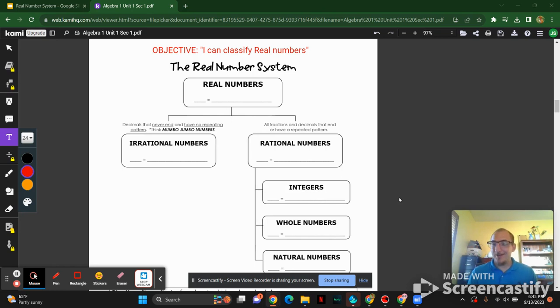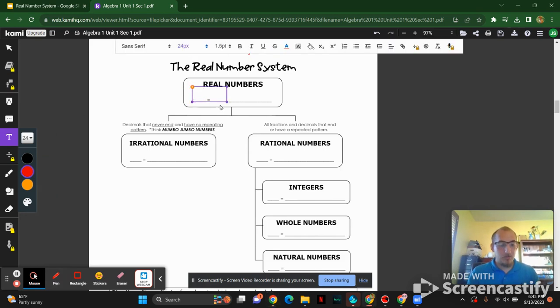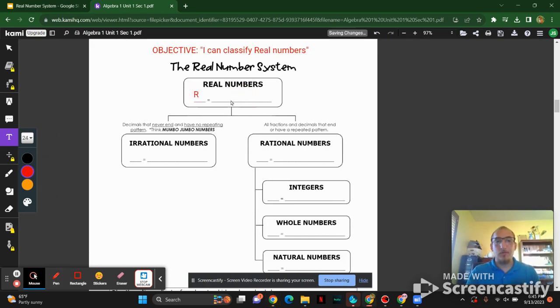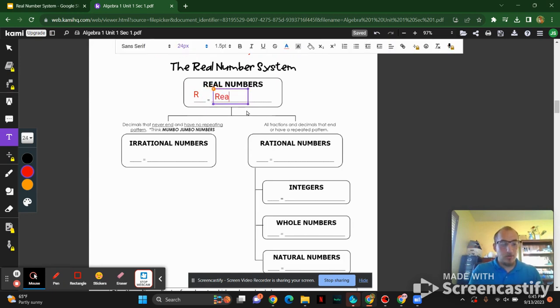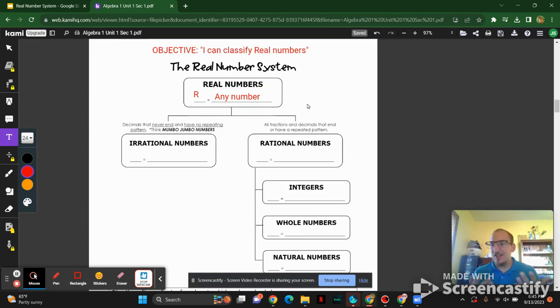So the first topic is the real number system. Think of any number. Think of any number in the world. It sounds simple, but that number is a real number. Real numbers are denoted as the letter R. Any and every number is a real number. And that's it for that.